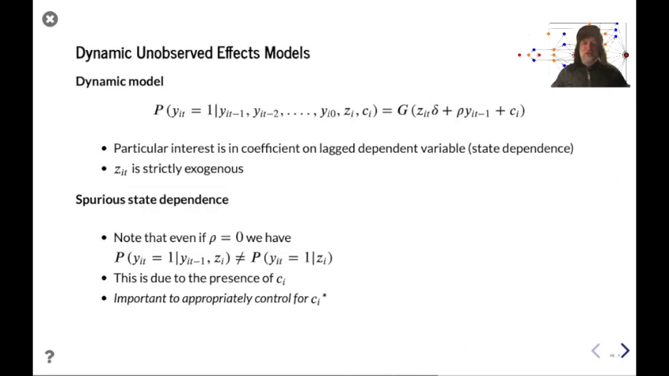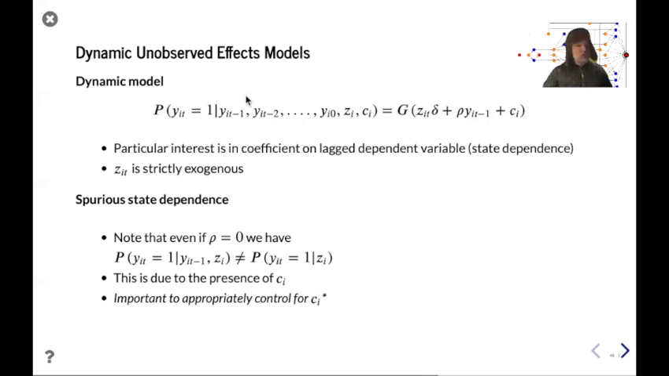Okay. So what is it that we're interested in here in dynamic models? We're interested in finding out what is the effect of the lag dependent variable on the current value of the dependent variable, as a specific interest. So the new thing here is that we now have rho times the lag dependent variable, that is y_it in the previous period on the right hand side.